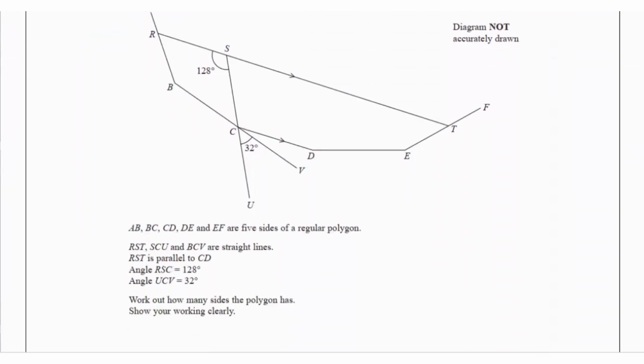Then the next question says that AB, BC, CD, DE, and EF are 5 sides of a regular polygon. RST, SCU, and BCV are straight lines. RST is parallel to CD. Angle RSC is 128 degrees. And angle UCV is 32 degrees. Work out how many sides the polygon has and show your working clearly.